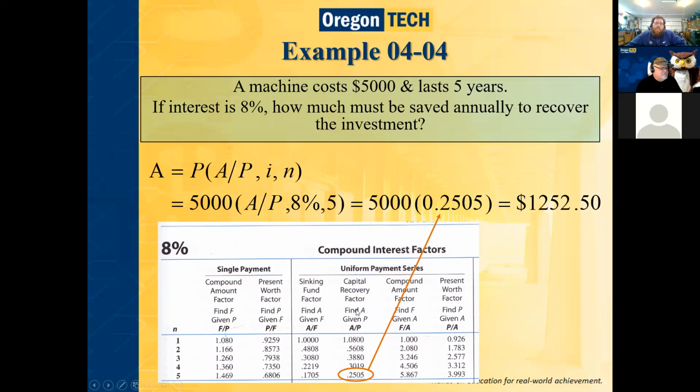So I need to find the annual amount that will be equivalent for that $5,000 purchase. So you can say, all right, 0.2505. 5,000 times that 0.2505 is 1,252.50. So meaning in order to recoup the cost of that machine purchase in savings, you better be able to document that you're saving $1,252 a year to make it worthwhile for that 5 years.